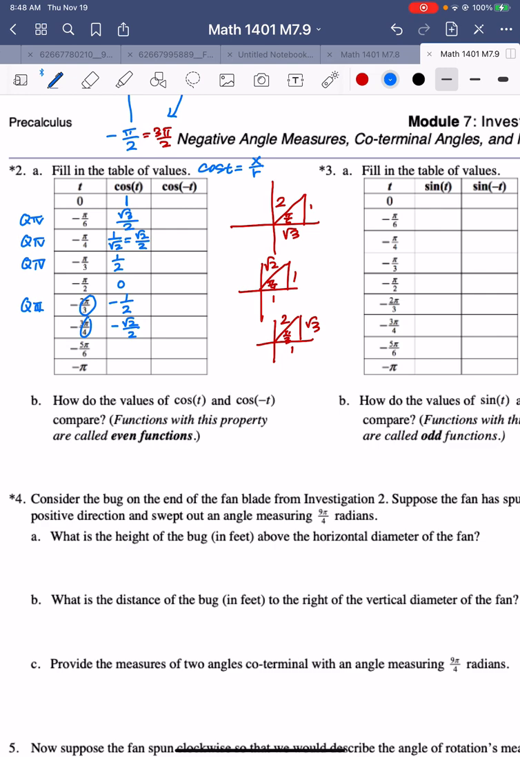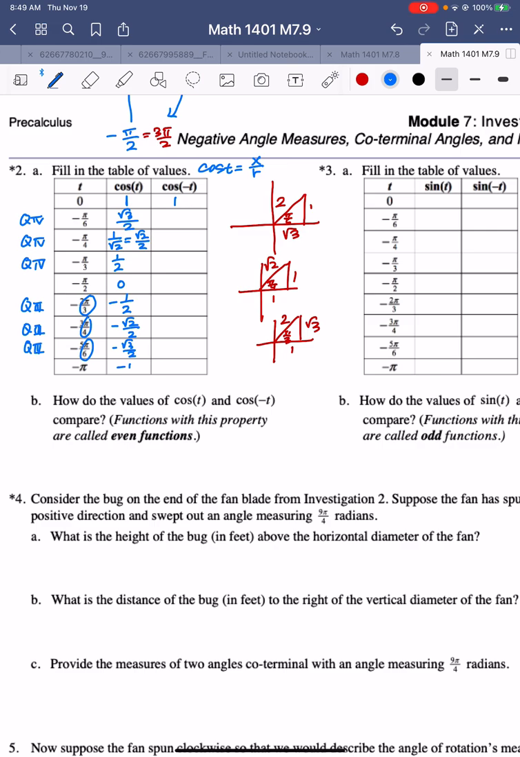And then negative 5 pi over 6 is also in quadrant 3, so x is negative. You find the pi over 6 value, which is negative root 3 over 2. And then negative pi, which is the same as pi, gives negative 1. Now, when you have a negative t, cosine of negative 0 is 0 anyway, which is 1. But cosine of negative pi over 6 becomes the same as cosine of positive pi over 6.